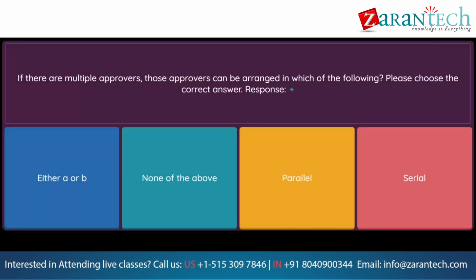Question: if there are multiple approvers, those approvers can be arranged in which of the following? Please choose the correct answer. Response: Option 1 either A or B. Option 2 none of the above. Option 3 parallel. Option 4 serial.